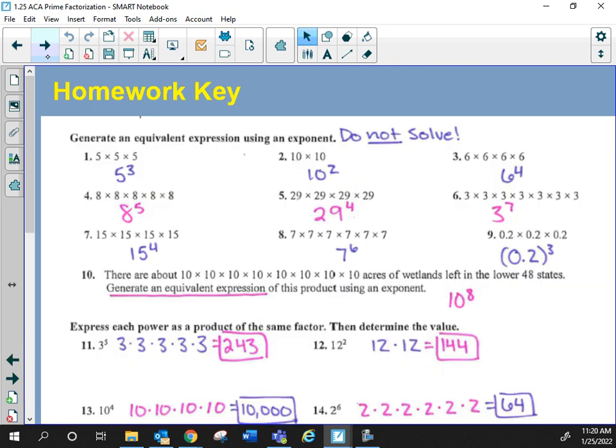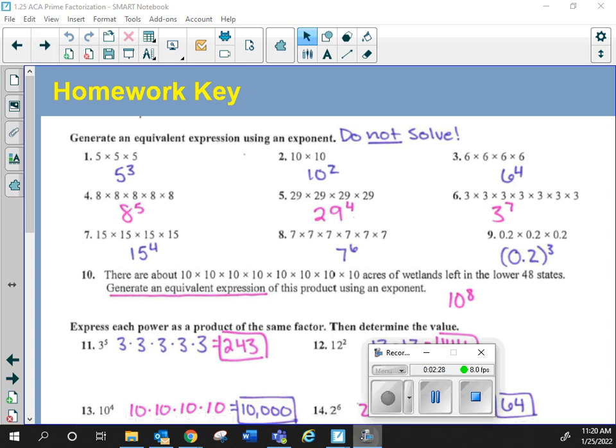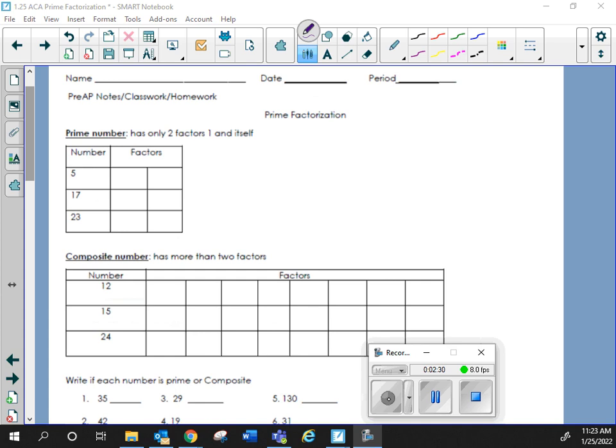Okay? So, let's first go over our homework sheet. I'm going to pause this because you'll just check on me. All right, so here we go with the lesson today.